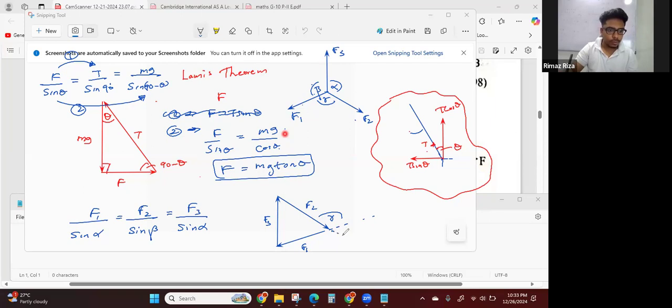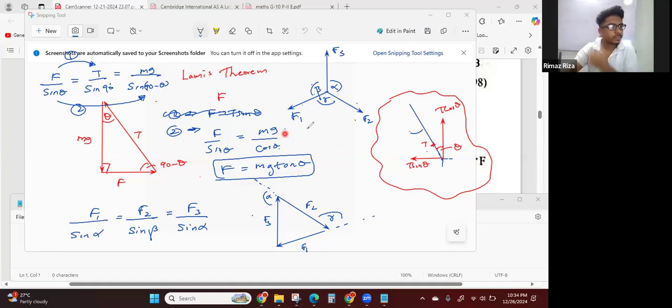You can think if you extend this, here you can see this angle is gamma. So vertically opposite, this angle will be gamma. And the angle between F2 and F3 is alpha. So this angle is alpha.